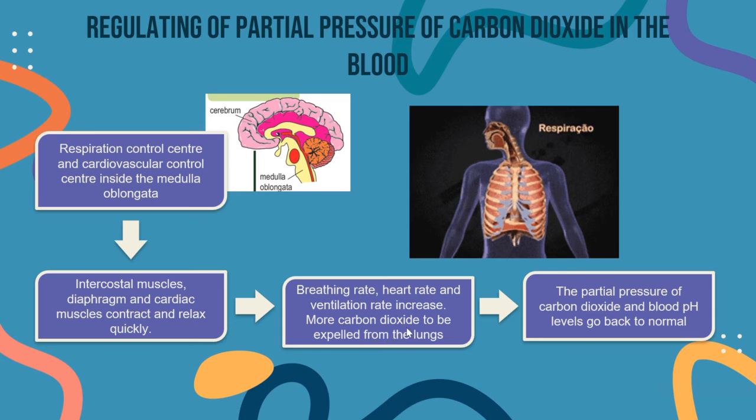Okay, so when more carbon dioxide is expelled, it will cause the partial pressure of carbon dioxide and the blood pH level to go back to the normal range. Alright, okay, so that is referred to as the regulation of the partial pressure of carbon dioxide in the blood.